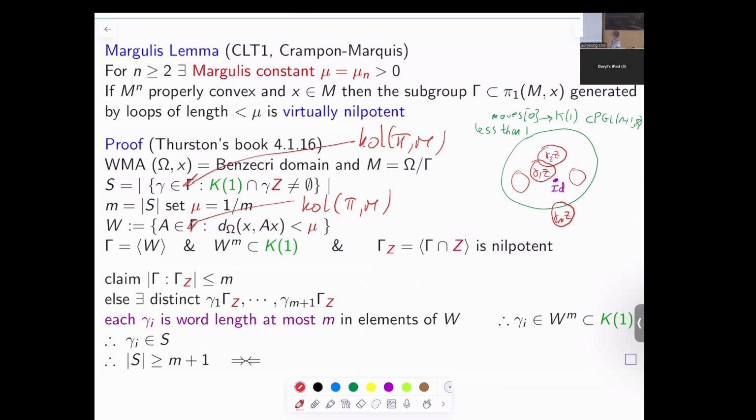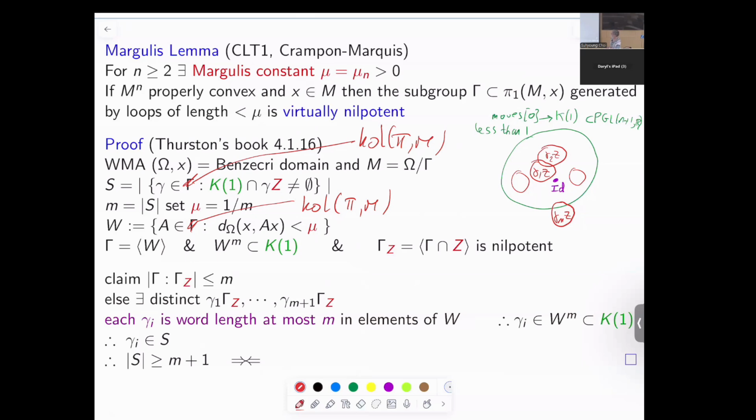So that is the subgroup of the fundamental group of M, consisting of loops whose length is less than the Margulis constant. So gamma is the group generated by these elements. These are the elements that are moving the origin at most the Margulis constant that I've defined.